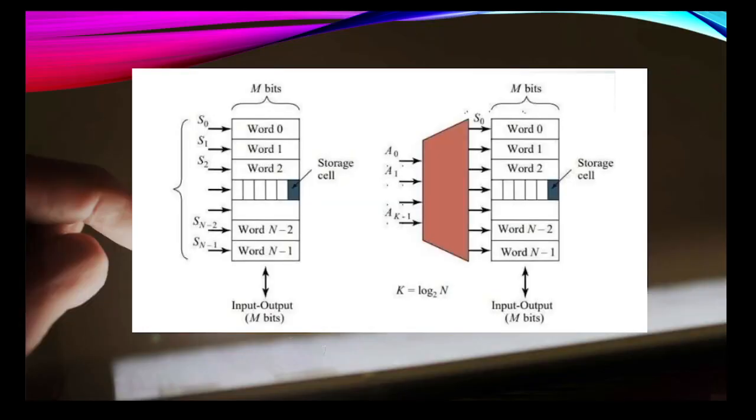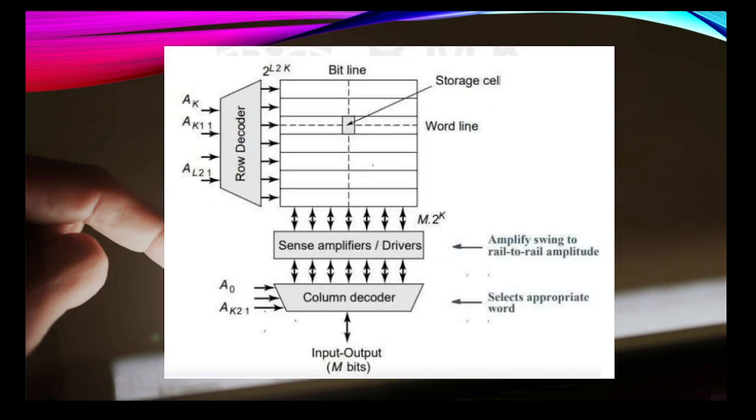Here we have a schematic representation of how the address lines from A0 to AK-1 are selected, and we have select lines S0 at the top, and different words, which are nothing but the addresses, and it provides input and output bits. So here it's a form of construction. The row decoder selects a specific row, which selects the word, which is nothing but the address, and the drivers are used to amplify the swing to rail-to-rail amplitude. The column decoder provides the appropriate word to be selected.